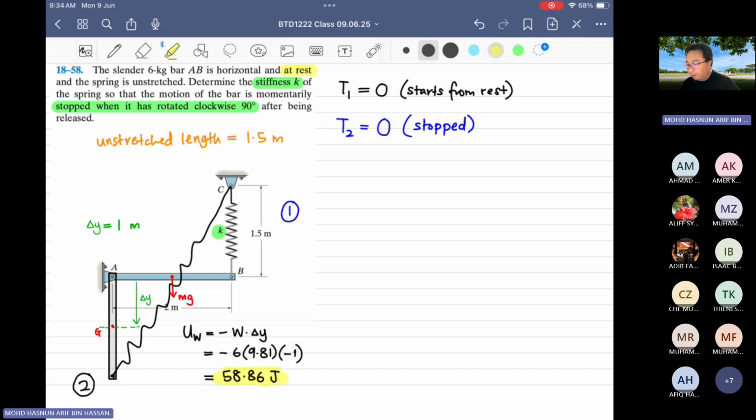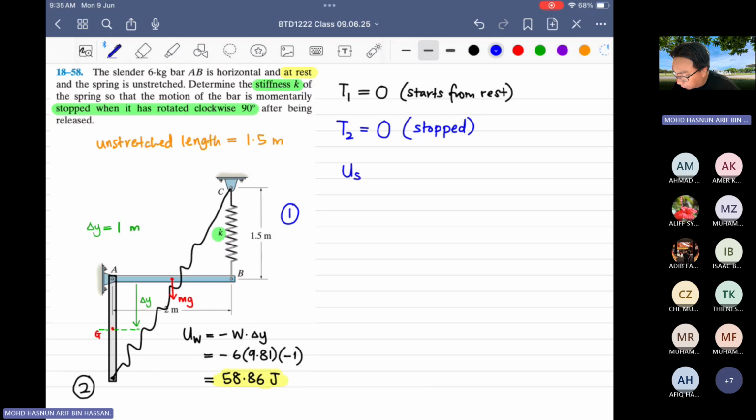All right, we have that. Now we need to calculate the work done by the spring. US, the work done by the spring, is given by minus 1 over 2 times K, which is unknown, times S2 squared minus S1 squared. By reading the question, what is the value of S1? What is the value of S1? When they say the spring is unstretched at position number 1.